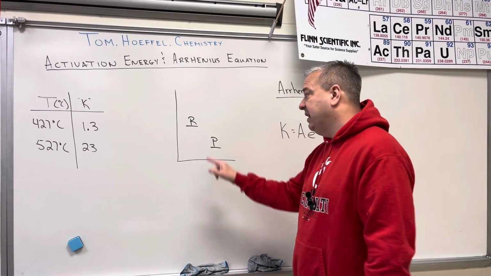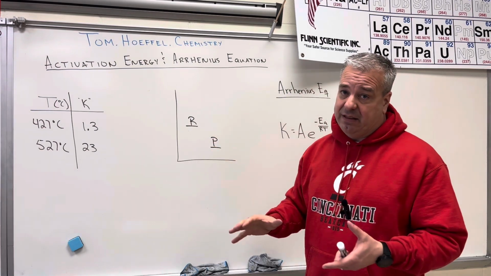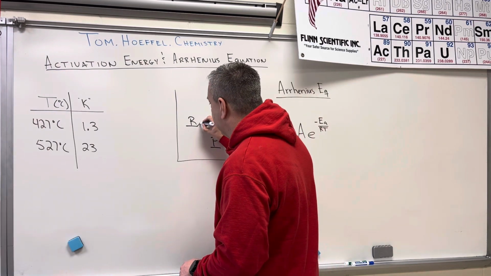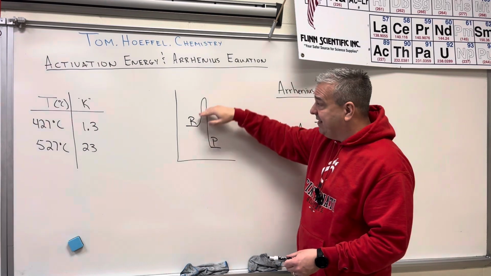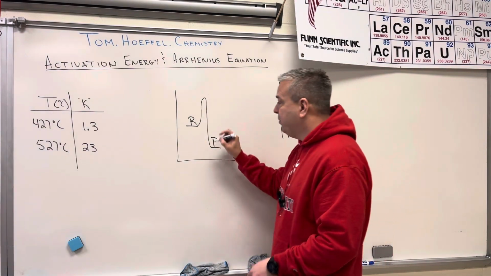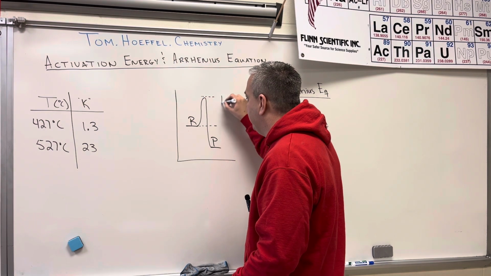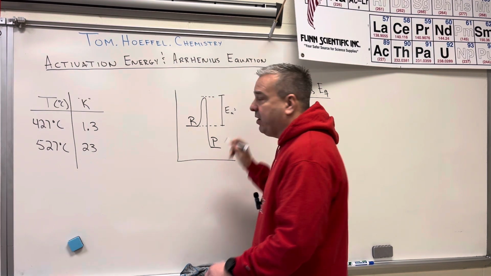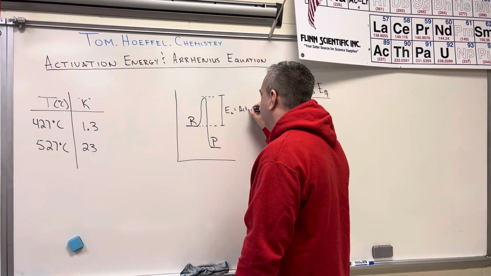But some students think that it's just a direct path from the reactants to the products, and that's not the full story. What really takes place is that the reactants have to overcome an obstacle, kind of like this hill, okay? And if we draw a dotted line from the reactants to the top of that hill, this amount of energy is what we call E sub A, and that's called the activation energy.